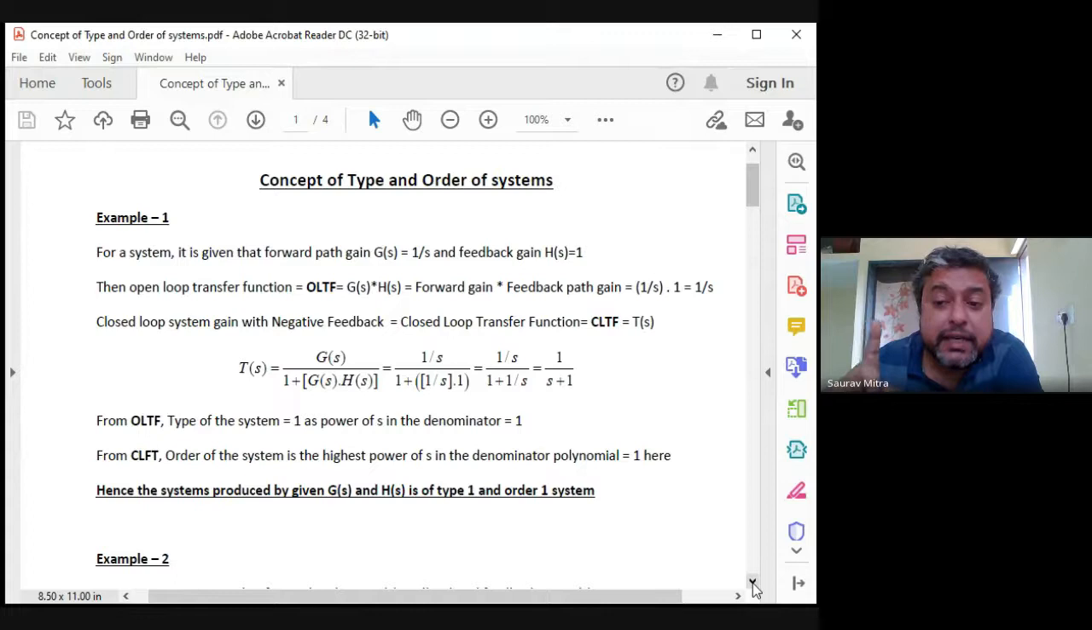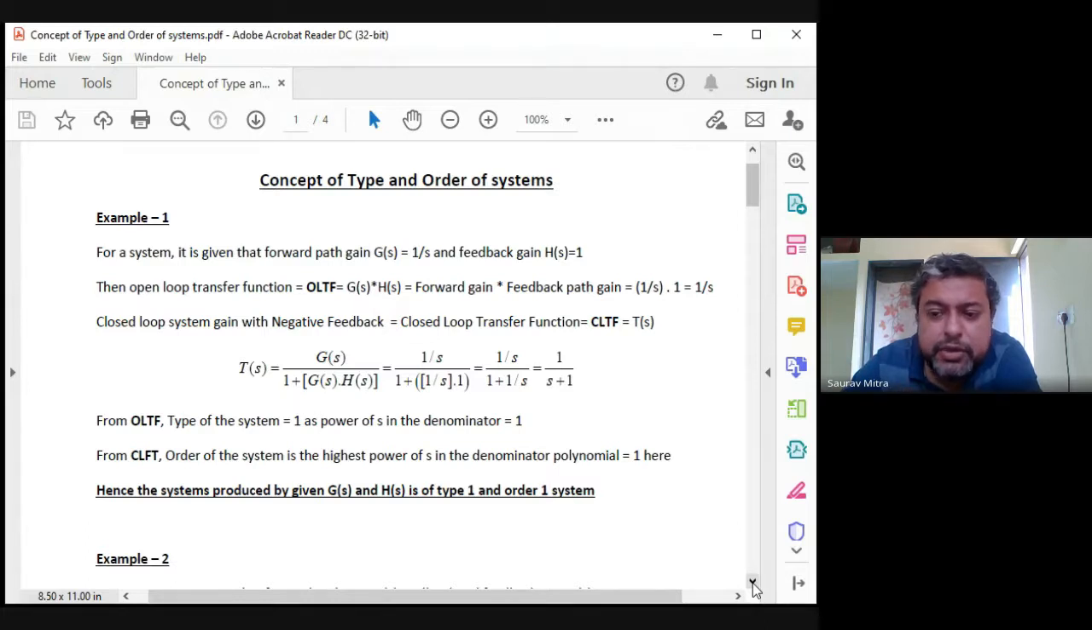Where did this come from? How will you understand this? Just multiply G(s) and H(s). You don't have to look at the numerator, you have to look at the denominator, and see how many s are there. Separate s, not s plus 1, s plus 2, s plus 3, only separate s. So whenever you are finding G(s)H(s), you have to see how many separate s are there in the denominator. The number of s in the G(s)H(s) denominator is called the type of the system.